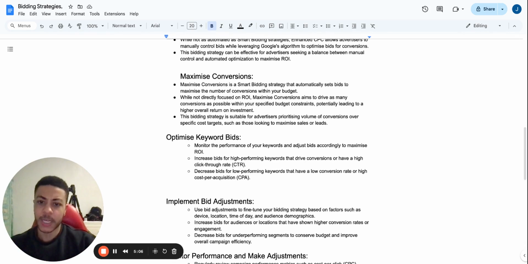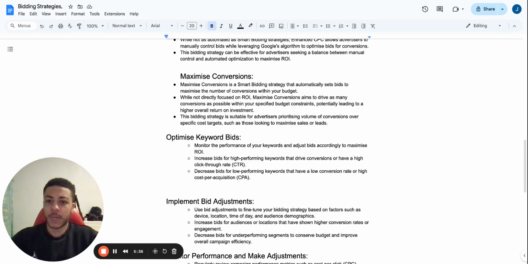So the next thing you want to do is optimize keyword bids. You want to monitor the performance of your keywords and adjust bids accordingly to maximize ROI. So you want to see what keywords are working the most and put more money into them and take money out of the ones that don't work. That's pretty simple. So you want to increase bids for high performing keywords that drive conversions or a high click through rate, and decrease bids for low performing keywords that have low conversion or high cost per acquisition.